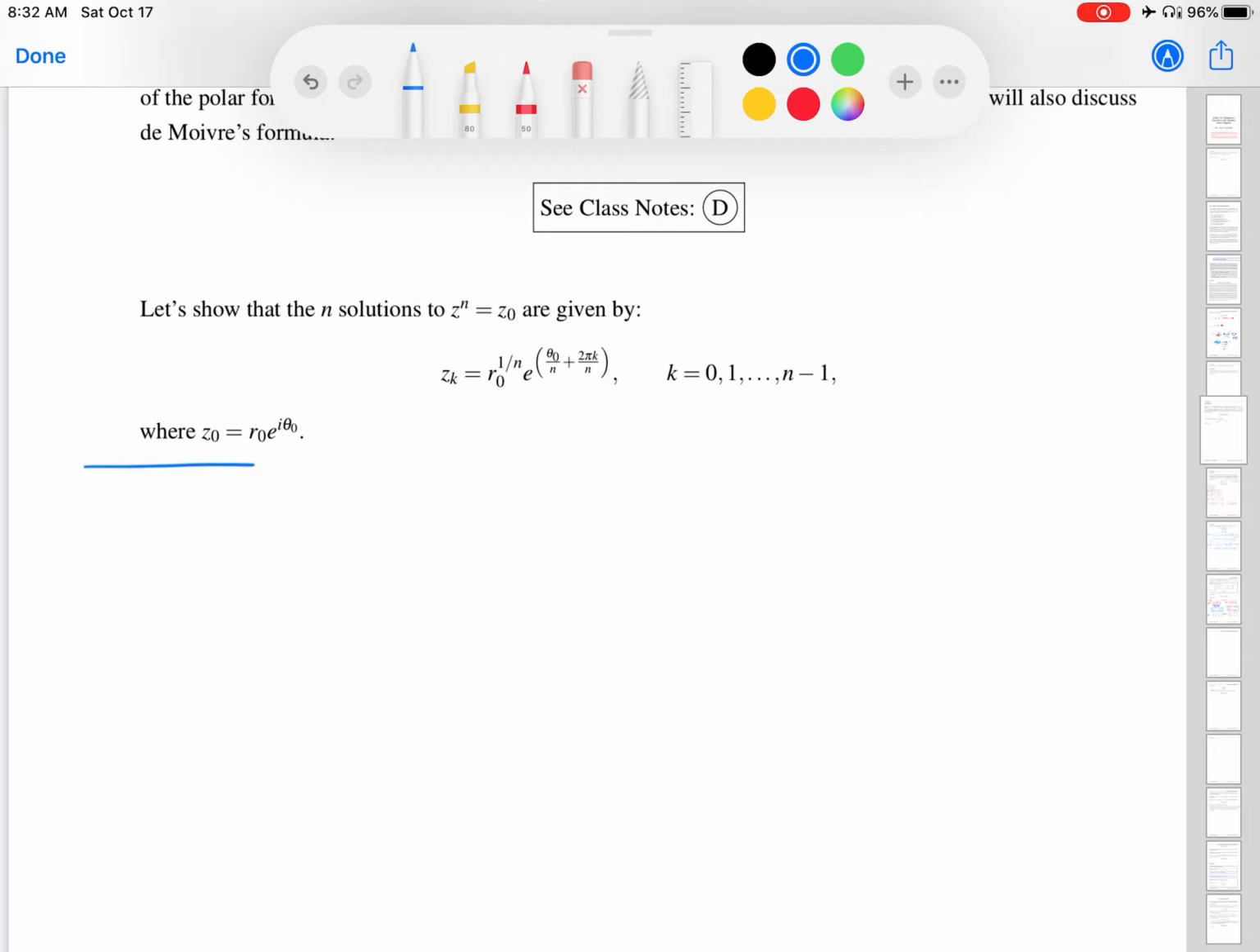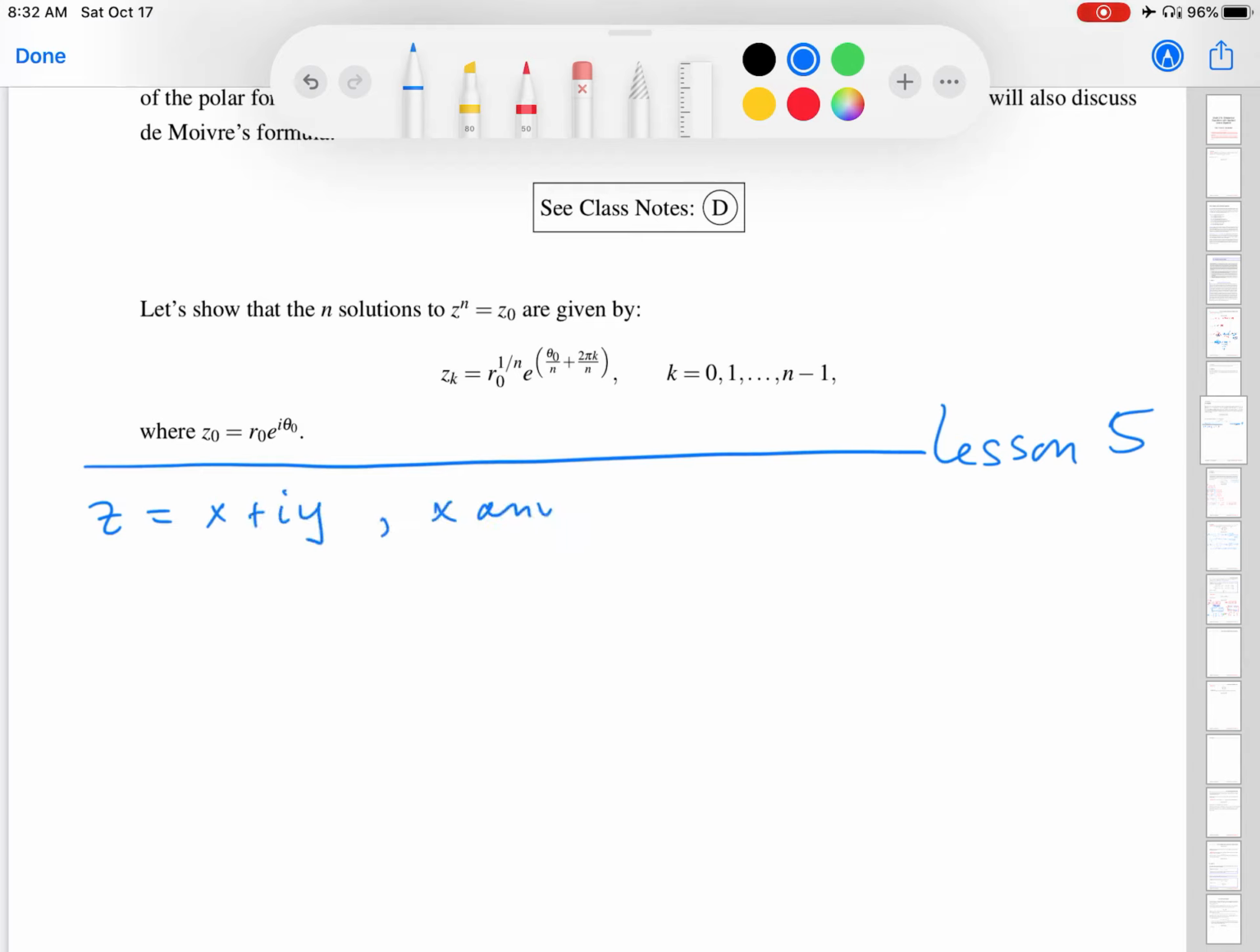Back in lesson 5 is when we first met complex numbers, and we did a lot of work in that lesson. We saw that complex numbers have this form, z equals x plus iy, where x and y are real numbers. Okay, so this is the form of a complex number. X and y are real numbers.